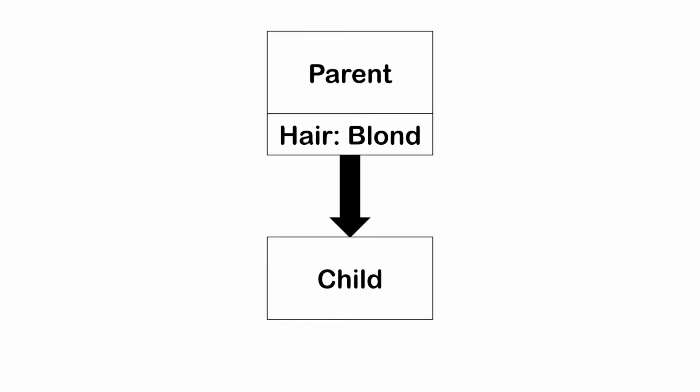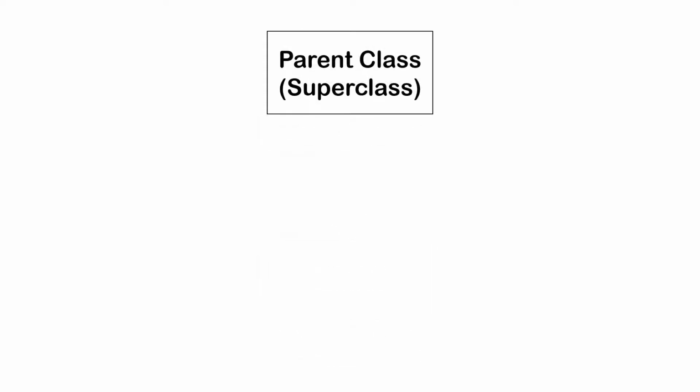First, we have a parent who, let's say, has blonde hair. Now, generally a parent would have a child, and such a child would inherit their genes from them, such as having blonde hair. If we take a look at this from a coding point of view, this means that we would have a parent class, which would be our superclass. The superclass is the class that is inherited from.